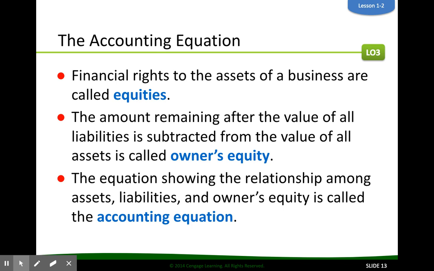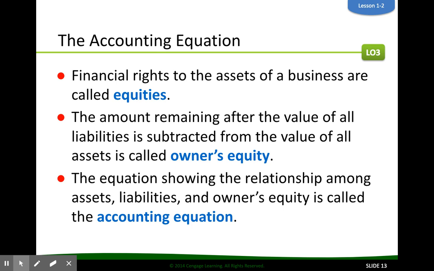Remember from 1-1 that anything of value that is owned by a company is called an asset. So anything of value that is owned is an asset. And assets have value because they can either be used in the business or used to buy things for the business. That's really important. Now we're going to talk about equities and owner's equity. We talked about assets and liabilities in 1-1. We'll talk a lot about owner's equity today.